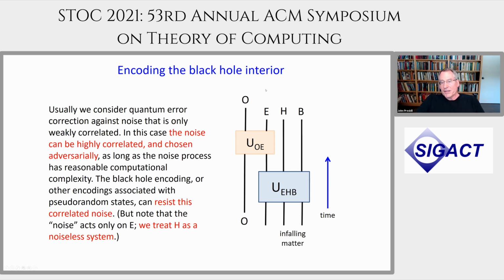And what makes that possible is that the observer does not interact with the remaining black hole degrees of freedom. The system H acts as the key space for our pseudo-random state. And so H is noiseless, even though E is handled very harshly by the noise. And that's what makes it possible to have a robust system embedded in EH, which can't be damaged by the computationally bounded observer O.